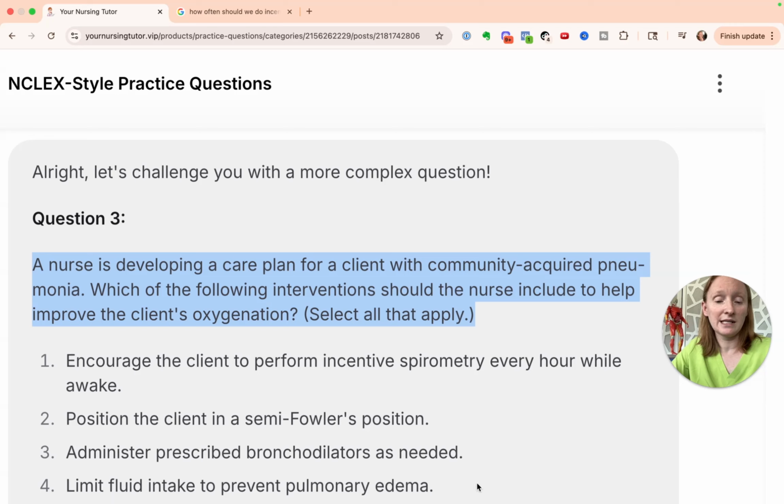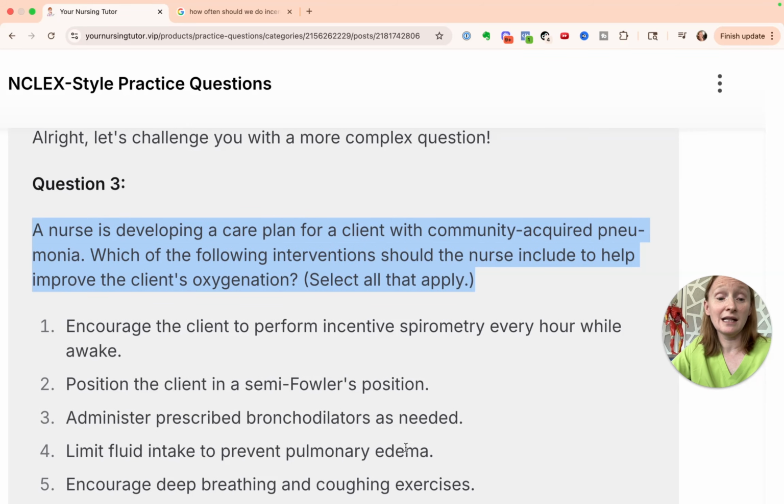Number 4, limit fluid intake to prevent pulmonary edema. Okay, so this one sounds kind of scary because we're like, ooh, pulmonary edema. Yep, we don't want pulmonary edema. That means too much water in the lungs. So let's limit fluid intake to prevent pulmonary edema. However, we have to remember to be comparing it to our internal concept map that we built when we looked at the question. And what we would know is that pulmonary edema is not something we expect to happen with community-acquired pneumonia, okay? So in fact, we actually want to stay hydrated because we have so much mucus with the pneumonia that if we get dehydrated, that mucus can really clog the airways more. Whereas if it stays moist and wet, we can cough it up really nicely. So I do not like number 4. I'm going to say false.